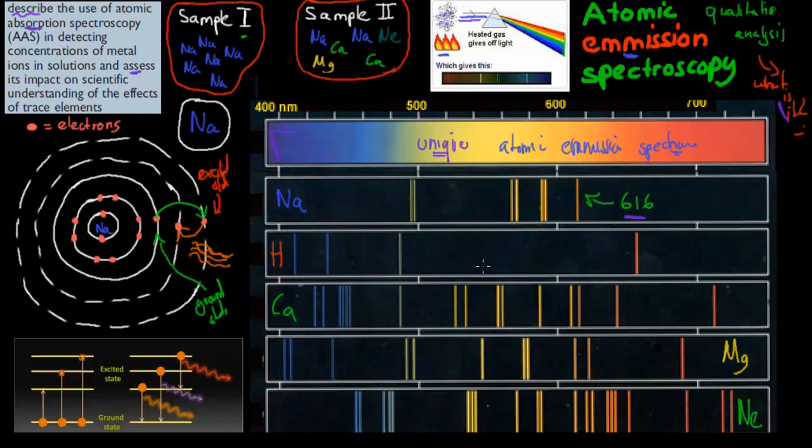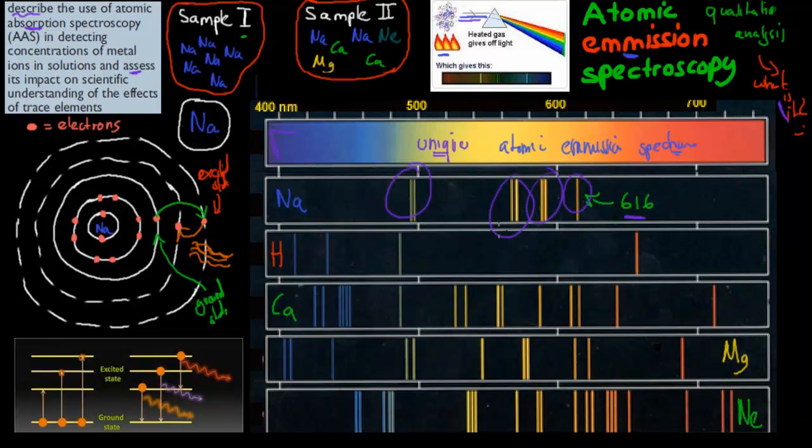I'll quickly sum up the first part of this dot point, and the second part we'll cover in the next video. So describe the use of atomic absorption spectroscopy in detecting concentrations of metal ions in solution. So in this case, what we talked about first was atomic emission spectroscopy, and that was used to find out what is actually inside a sample. And we did that by figuring out what kind of different types of wavelengths the excited electrons would emit. So for example, sodium would emit these different types of wavelengths.